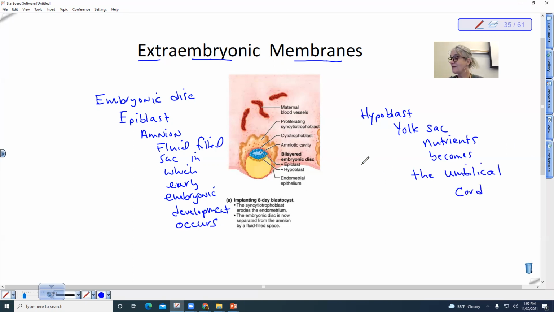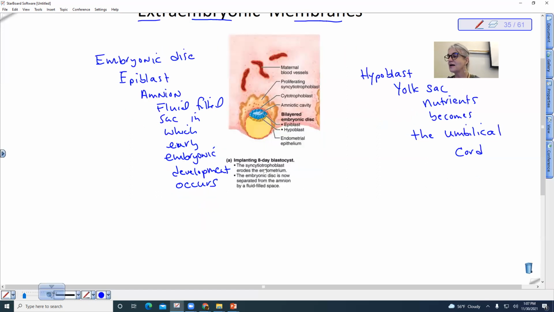So we have a couple of other ones. We have the chorion, which is that part of the embryonic tissue that is going to become the fetal part of the placenta. So the chorion becomes the fetal part of the placenta.